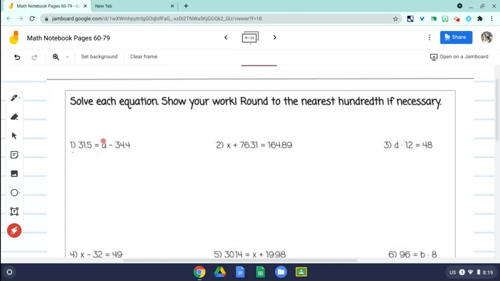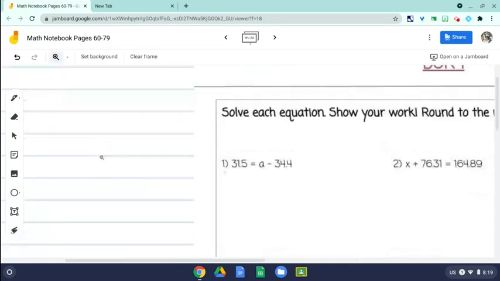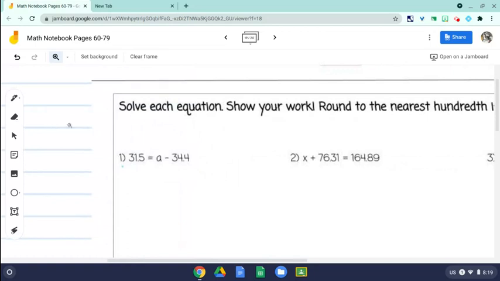Now what I want to do is isolate A. I want to get A completely by itself, because if I can get A by itself on one side of the equation, it will tell me what A equals. All right? So let's take a look at what we can do here. We've got 31 and 5/10 equals A minus 34 and 4/10. I'm going to rewrite this down below where I can manipulate it a little bit and see it a little bit better.